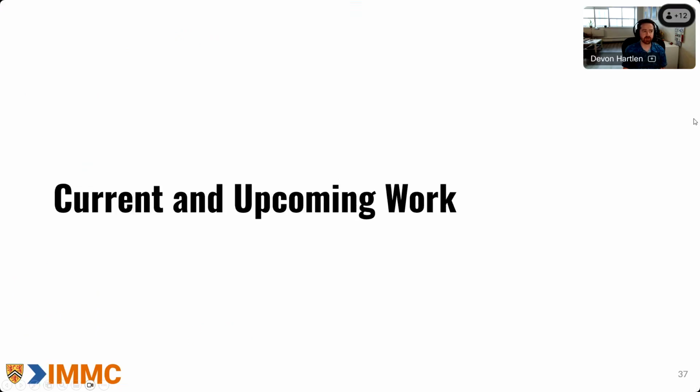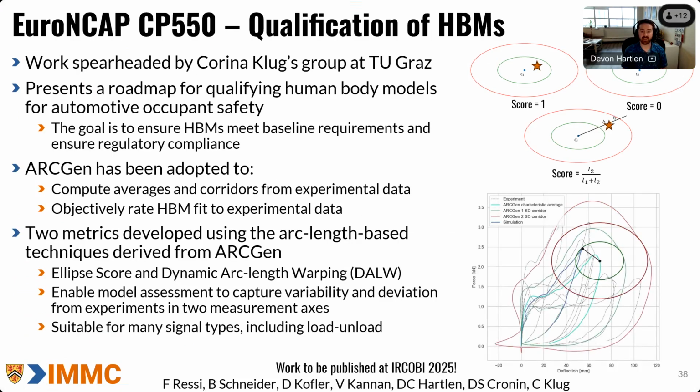There's some really cool work that's using ARCGen presently and things that we're developing under ARCGen. I want to begin with the excellent work by Karina Klug's gang at TU Graz, which is really helping with the HBM4VT, or human body models for virtual testing. The Euro NCAP CP550 technical bulletin focuses on presenting a roadmap for qualifying human body models for automotive occupant safety, with the goal of ensuring that these human body models meet baseline requirements and ensure regulatory compliance.